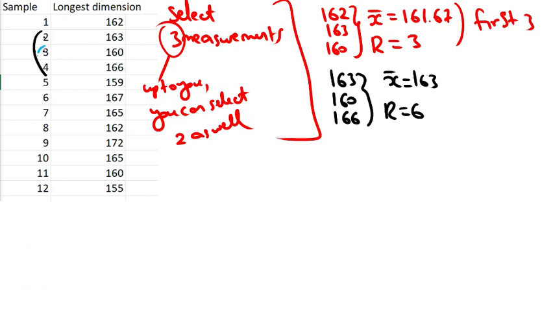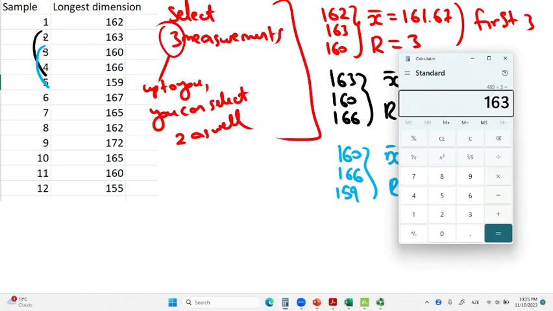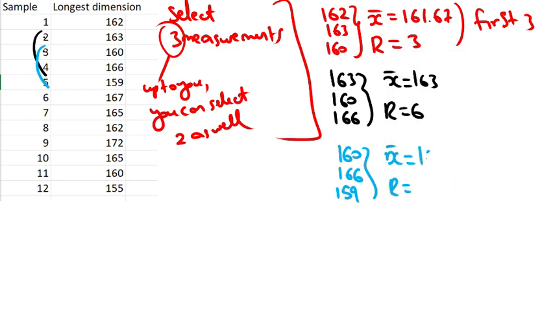It will be measurements 3, 4, 5: 160, 166, 159. Again, the average and then the range. The average is the sum divided by 3, 161.67, and the range is 7. This way you go all the way to the end, so the last will be 165, 160, 155. Again you find the average and then the range.